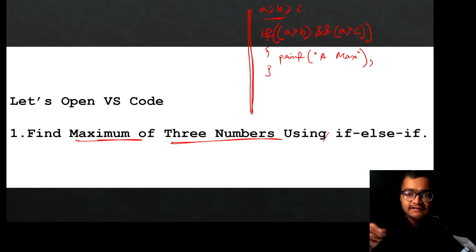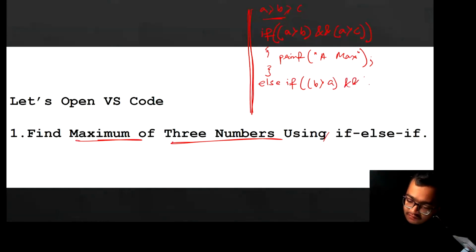Now if we check B, we will write else if. We will write B greater than A, ampersand B greater than C. So what will that mean? That will mean that printf B max.